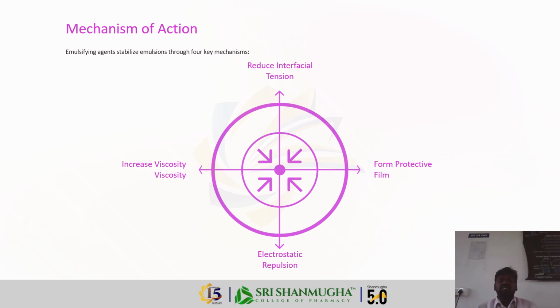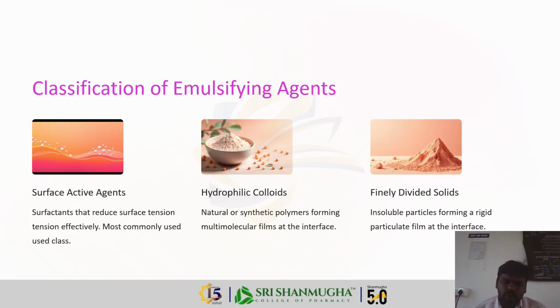Next, the mechanism of action. Emulsifying agents stabilize emulsions through four key mechanisms. First, reduce interfacial tension. Next, form a protective film barrier. Next, electrostatic repulsion. Next, increase viscosity.